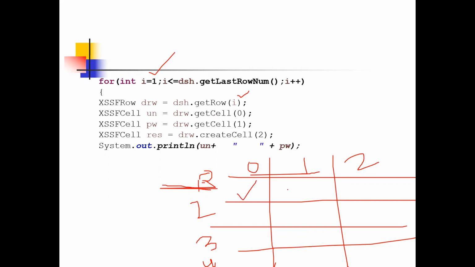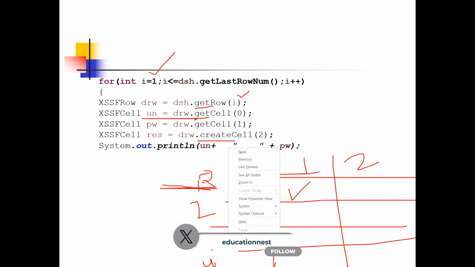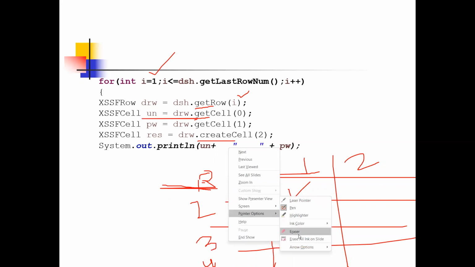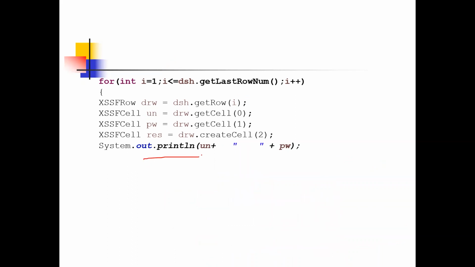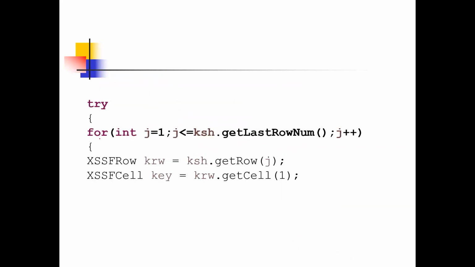But remember, these we are reading, so for reading we use the dot get command. Here we are writing, so for that we use the dot create command. For reading, get; for writing, create. Got it? And for this, I want every username and password to be printed on the console, so I'll give here the system out command, UN plus password. Now next, we apply the for loop for j.